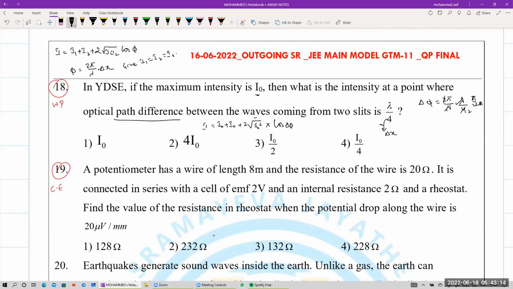Pi by 2 is it 1/2 also. This is pi by 2. So pi by 2, that is 180 divided by 2, 90. Cos 90 will become 0. This whole thing becomes 0. So this will become 2 times of I naught.